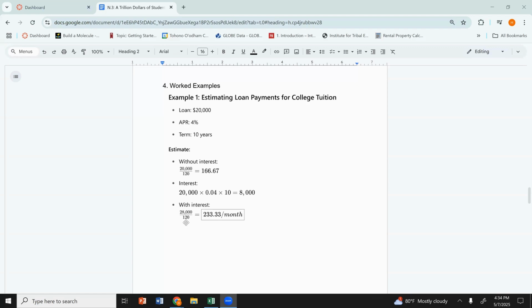So you divide that by 120 months, so that's going to give you 233.33, which means that with the 4% interest, you will be paying 233.33 per month. Okay, so you can see how much difference the interest is making. If you're just paying the principal, you're just paying 166 per month. With the interest, it is 233.33 per month.